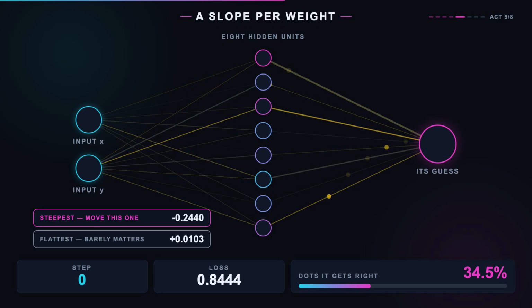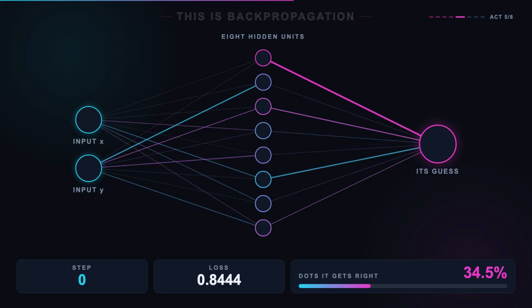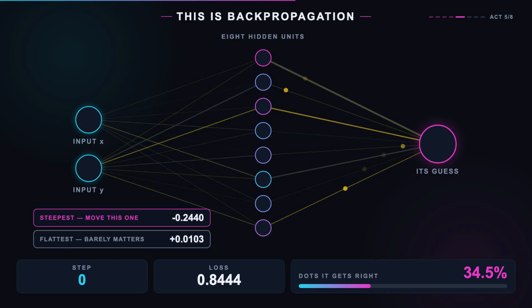This wire has a steep slope. Change it, and the error moves a lot. This one is nearly flat. It barely matters. And notice, it never guesses. Each slope is calculated exactly, out of the same multiplications that produce the answer, just run in reverse.